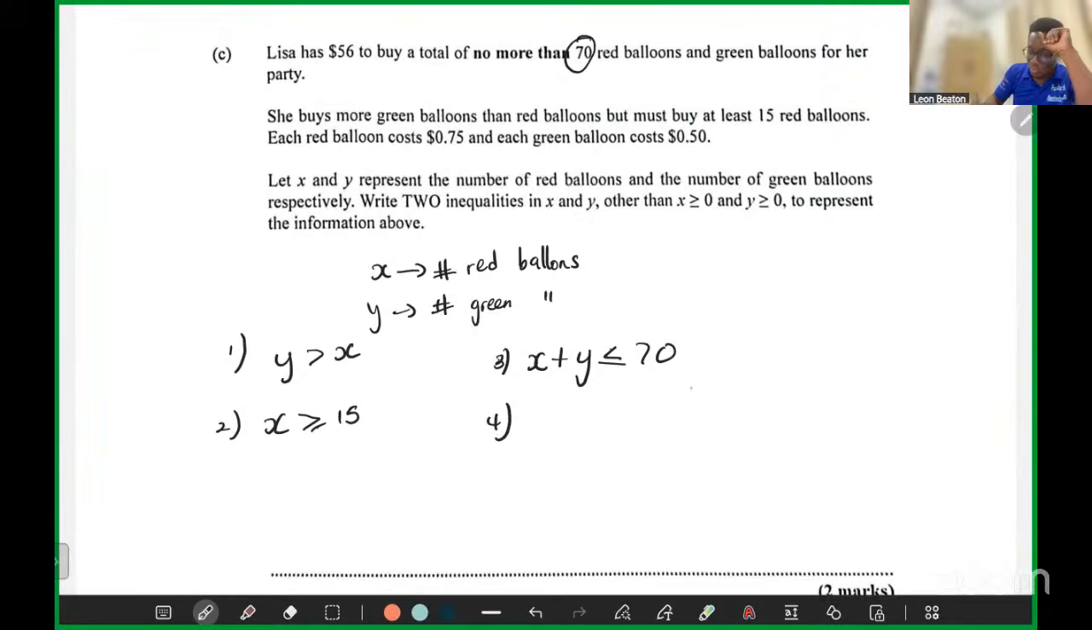And then the fourth one we can come up with deals with the money. So she spent $56 in total. For each red balloon it's $0.75, so this would be 0.75 times the number of red balloons that she bought, which is X, plus $0.50 for each green balloon, and she bought Y green balloons. And she has $56 to spend. Of course, she can't spend more than $56. So this should be less than or equal to 56.